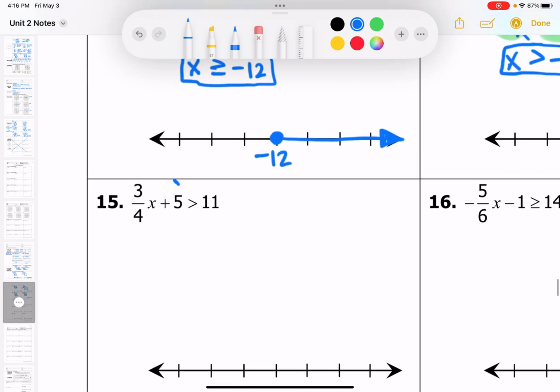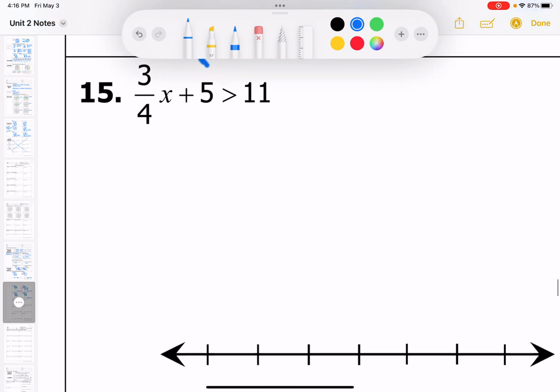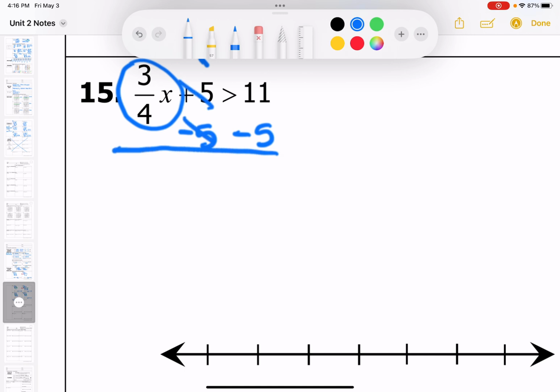All right, number 15. 3/4x + 5 > 11. So the first thing I have to do is get 3/4x by itself. So I need to move that positive 5 to the other side. So I'm going to subtract 5. So I get 3/4x > 11 - 5, which is 6.